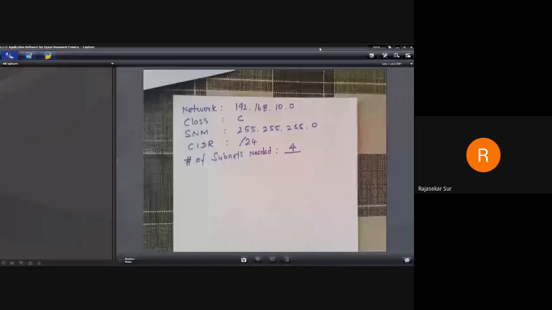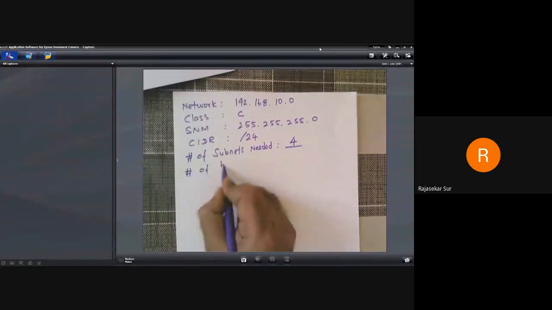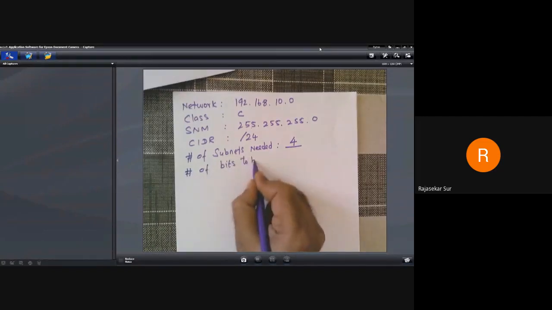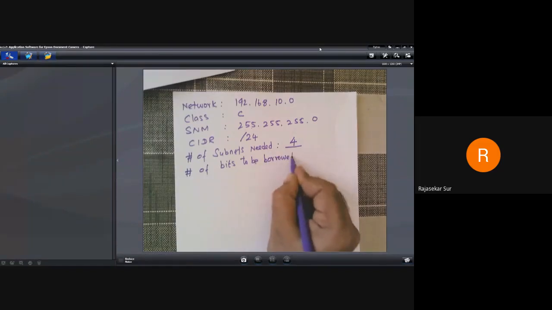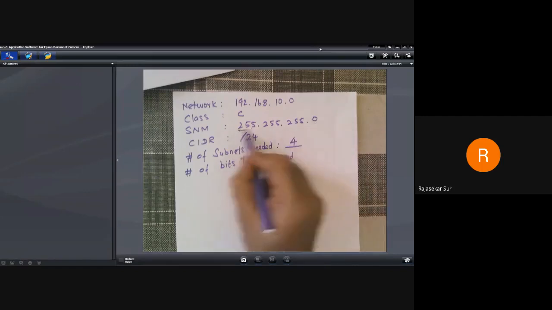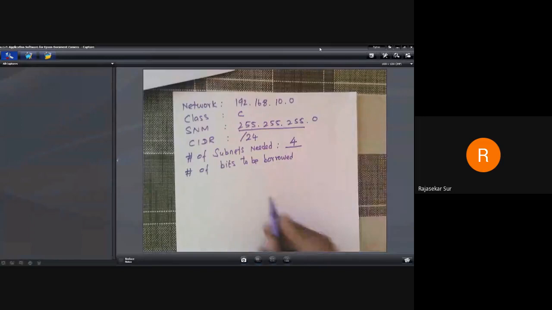Okay, very good. So if you want 4 bits, you have to borrow from the network part. Then number of bits to be borrowed. So that means I'm going to take some bits from here. This I'm keeping as it is. Some bits I'm going to borrow here to the network.